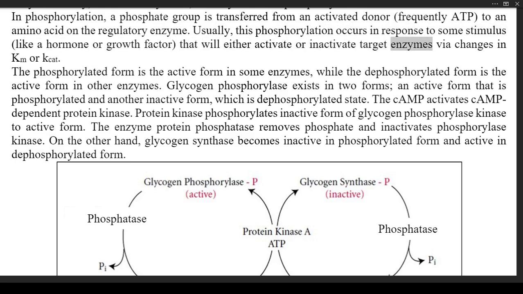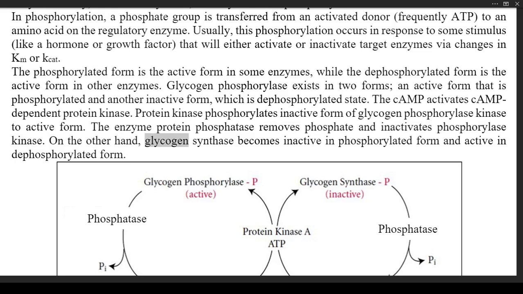or inactivate target enzymes via changes in Km or Kcat. The phosphorylated form is the active form in some enzymes, while the dephosphorylated form is the active form in other enzymes. Glycogen phosphorylase exists in two forms, an active form that is phosphorylated and another inactive form, which is in the dephosphorylated state. The cAMP activates cAMP-dependent protein kinase. Protein kinase phosphorylates the inactive form of phosphorylase kinase to the active form. The enzyme protein phosphatase removes phosphate and inactivates phosphorylase kinase.